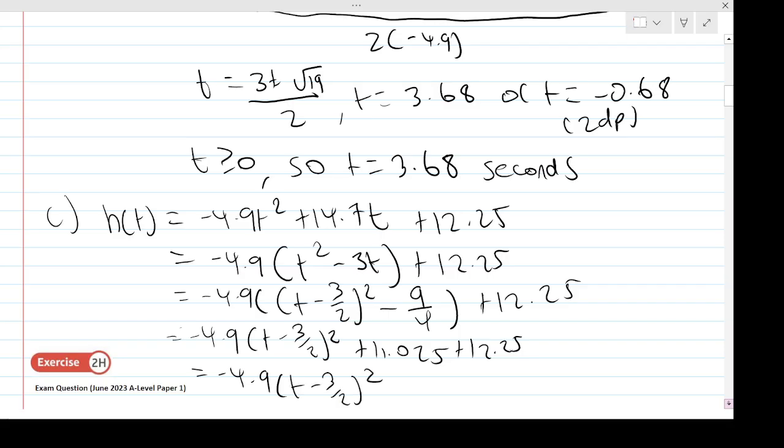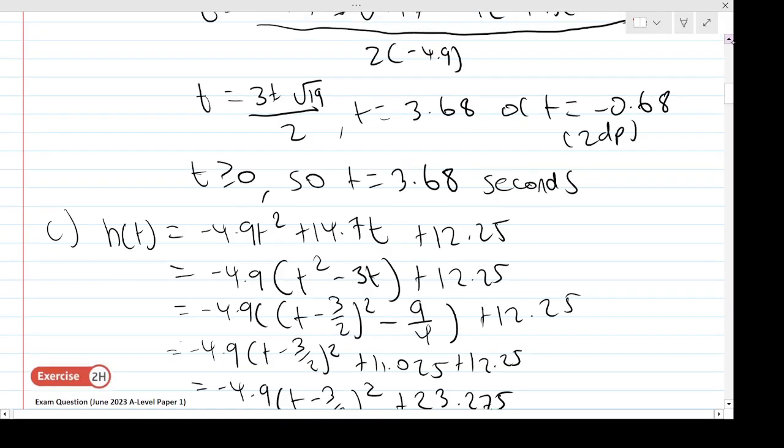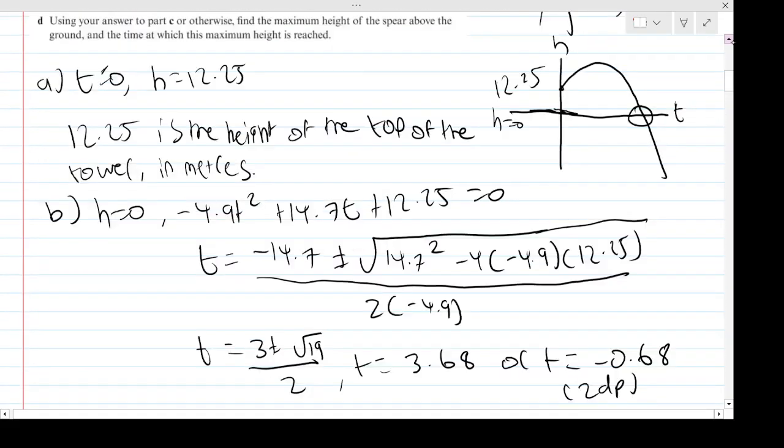Then I could just add these two numbers together. So then I get 23.275. Cool. So that's written in that form. Then part D.